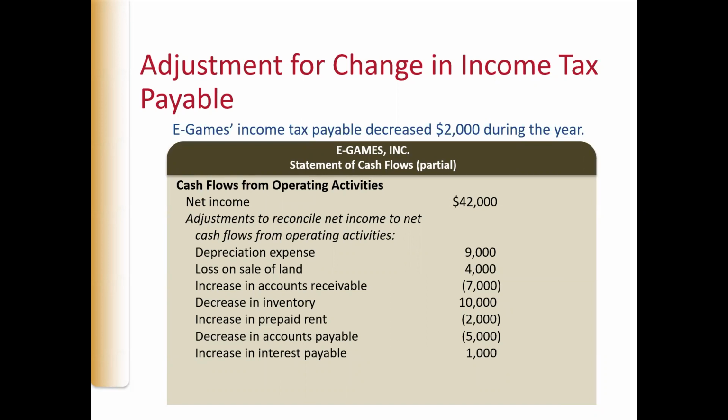eGames income tax payable decreased $2,000 during the year. Well, how does a payable decrease? Because you use cash to pay it down. That way we subtract it. Then, so we've started at our net income and made these adjustments to come up with net cash flows from operating activities.